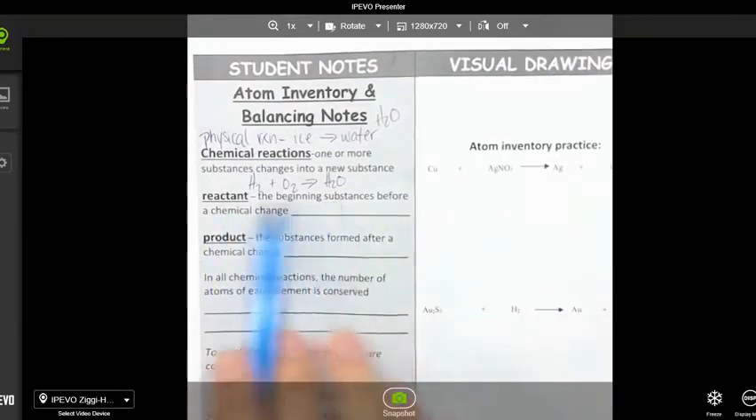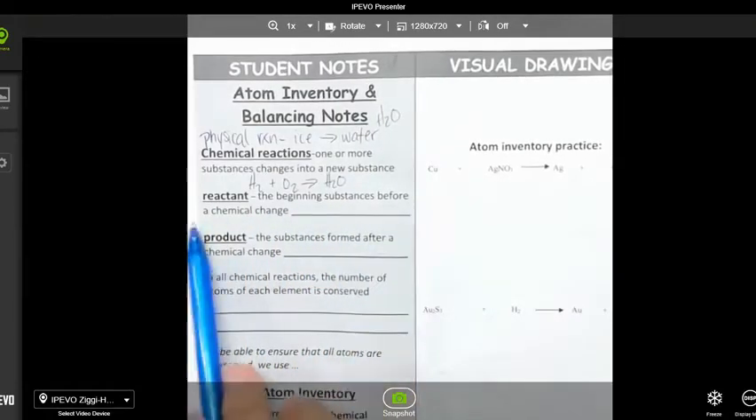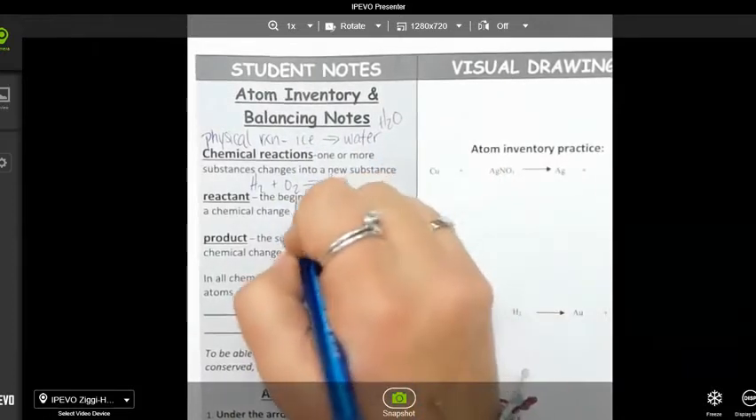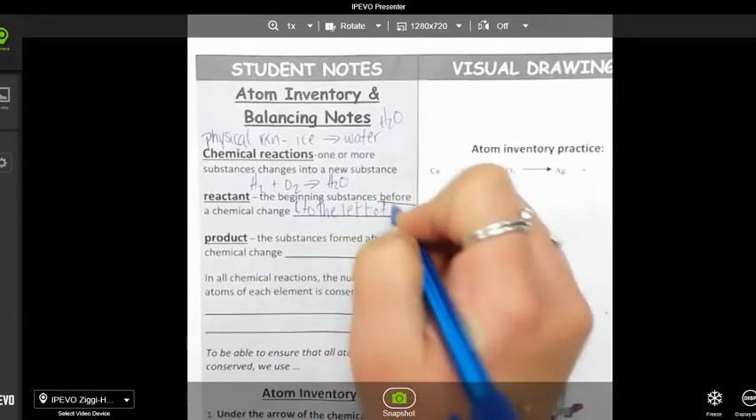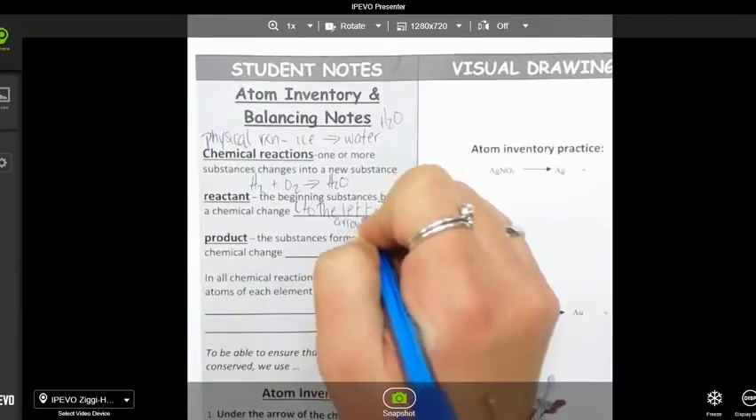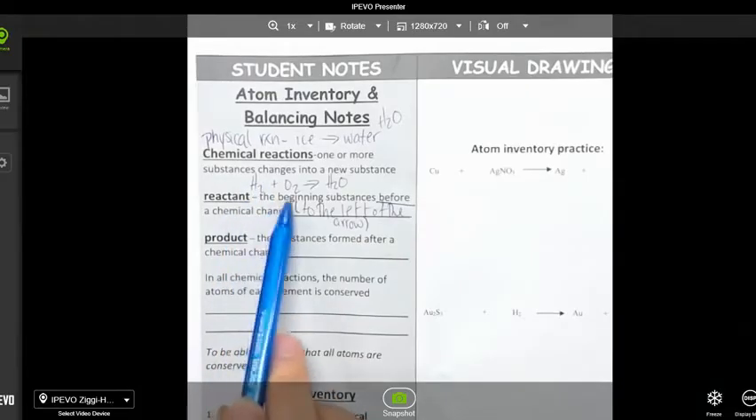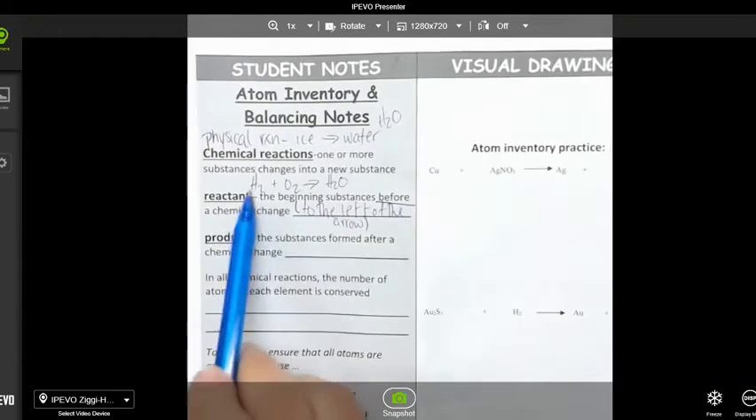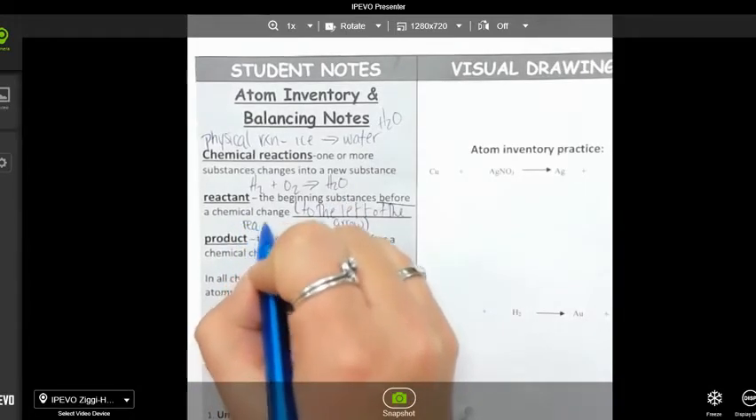So these reactions consist of things called reactants and products. And reactants are the beginning substances before a chemical change. So they are the things that react with one another. And these are always going to be written to the left of the arrow in a chemical reaction. So if we look at this little example right here, H2 and O2, hydrogen and oxygen, these are the reactants because these are the two things that are going to react together to form something new. So these are the things that react.